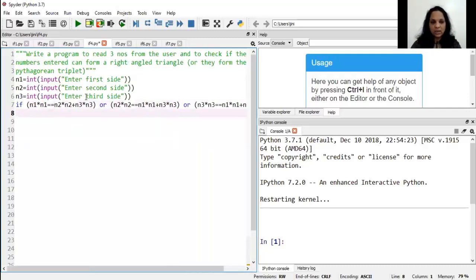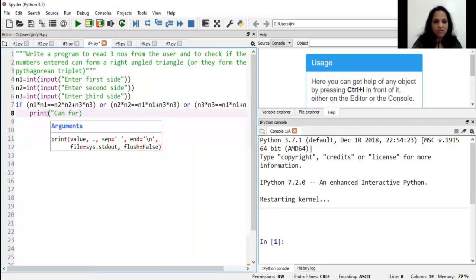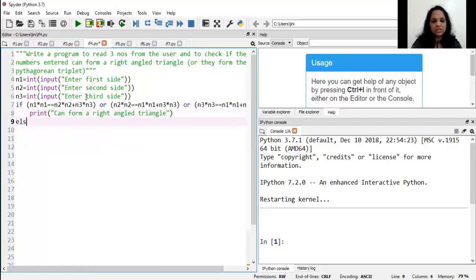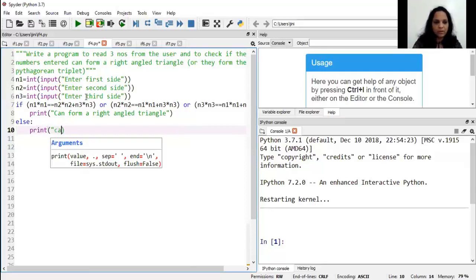So I just say print can form a right angled triangle. And if this condition is not satisfied, that means neither of them is, since one of them should be true, right? If neither of them is satisfied, then what message can I give? I can say print cannot form a right angled triangle.